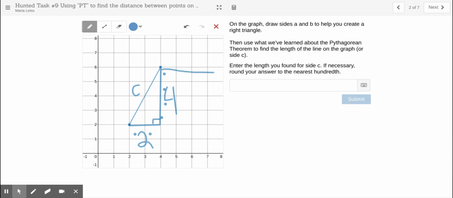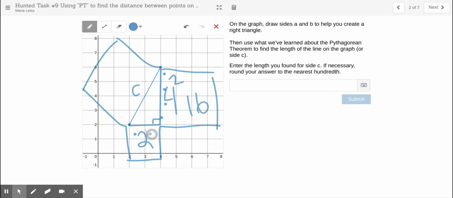In class, you know that we've been drawing the squares on the sides of our triangle and finding the areas of these two squares, because when I add up these two areas, it gives me the area of this. So 4 squared gives me 16. 2 squared gives me 4. So these are the two numbers that I'm going to add up, and it is going to give me this area.